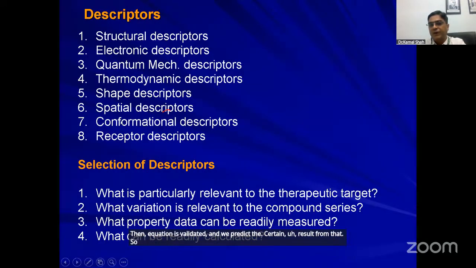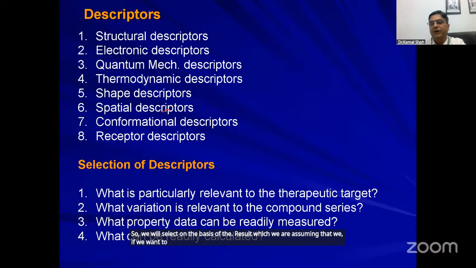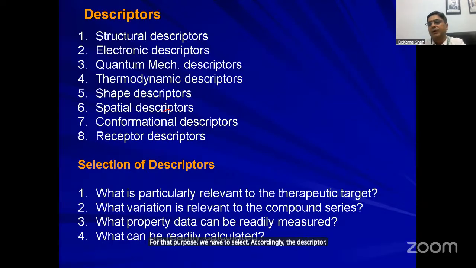So what are the different descriptors we have? There are structural descriptors, electronic descriptors, quantum mechanical descriptors, thermodynamic descriptors. These are certain descriptors which are available in the case of QSAR. So we will select on the basis of the result which we are assuming. If we want to get a particular result, for that purpose we have to select the descriptors accordingly, through which we get the results.